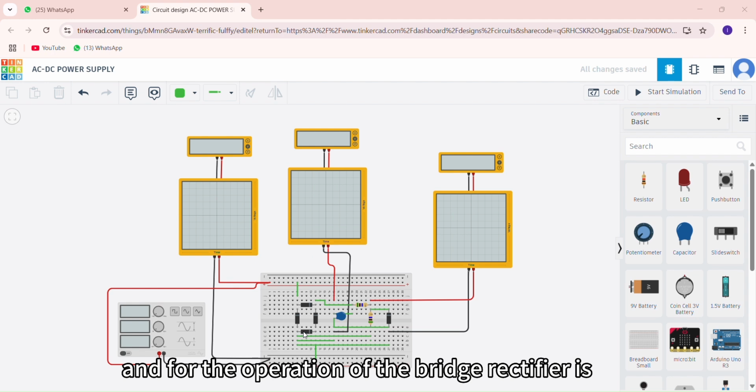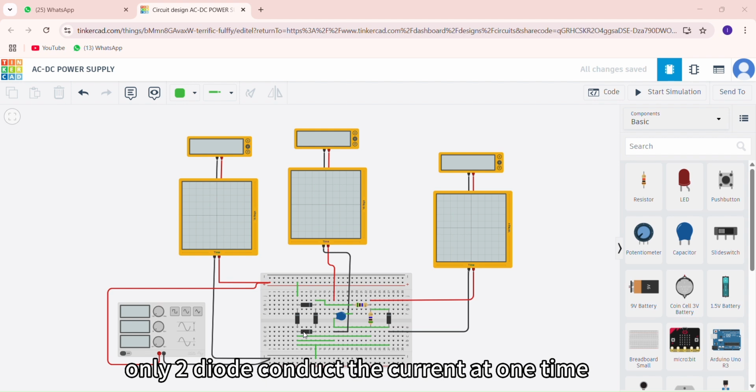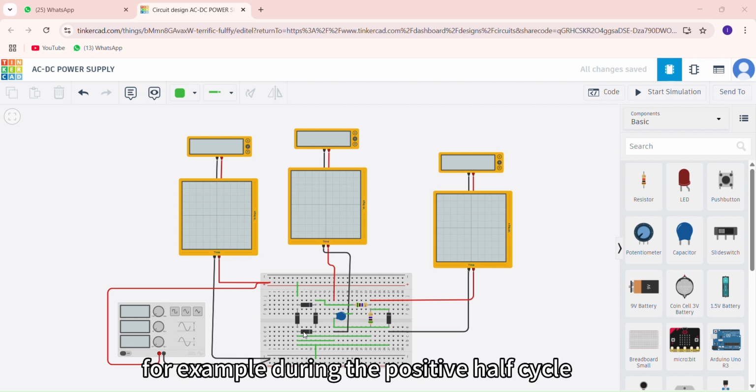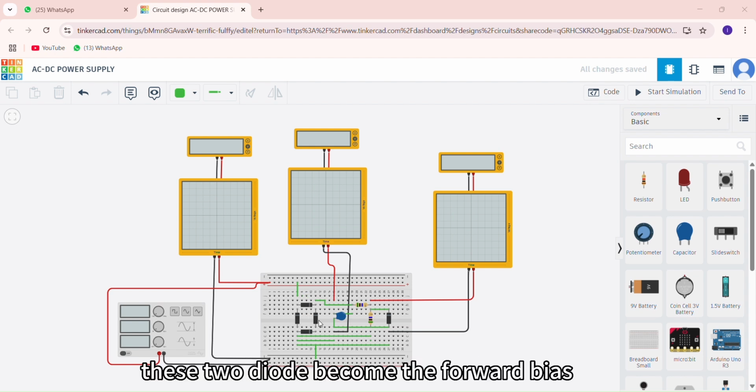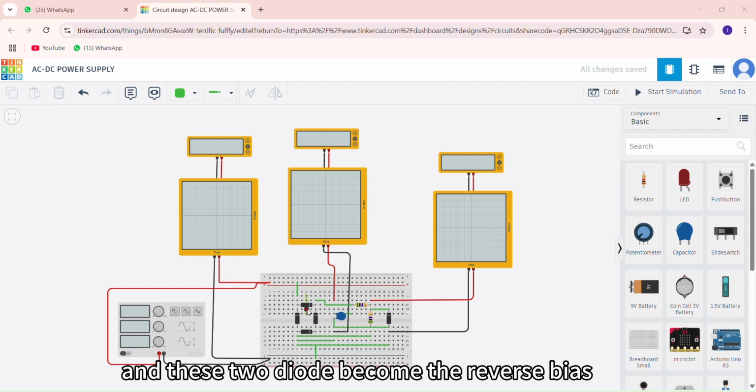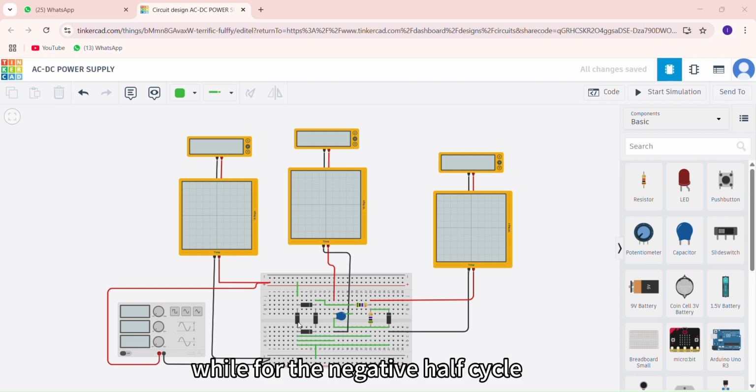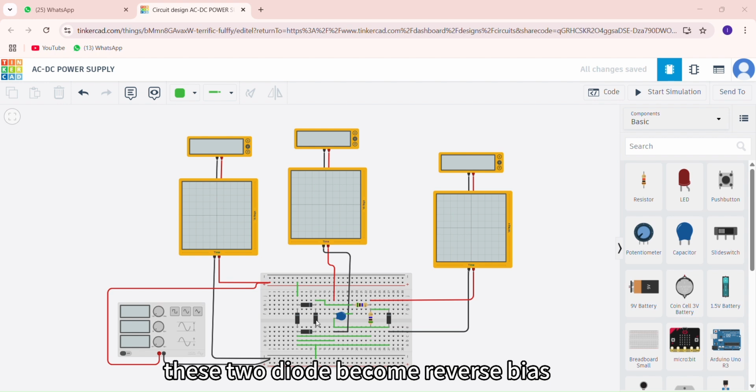For the operation of the bridge rectifier, only 2 diodes conduct the current at one time. For example, during the positive half cycle, these 2 diodes become forward biased and these 2 diodes become reverse biased. Whereas for the negative half cycle, these 2 diodes become reverse biased, and these 2 diodes become forward biased.